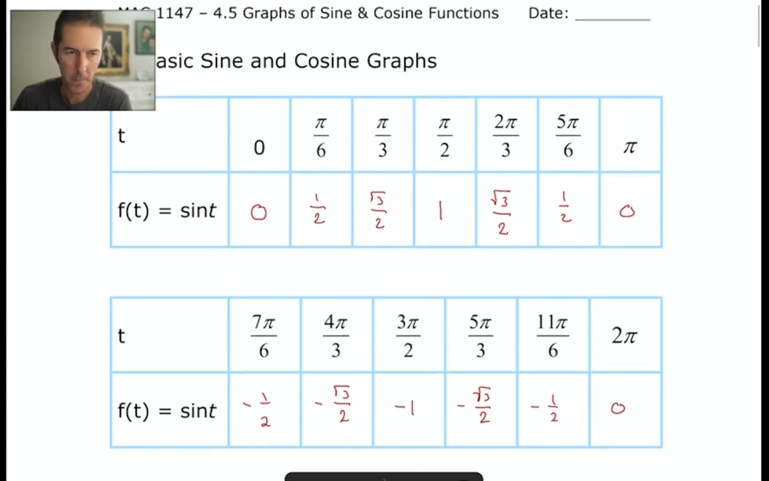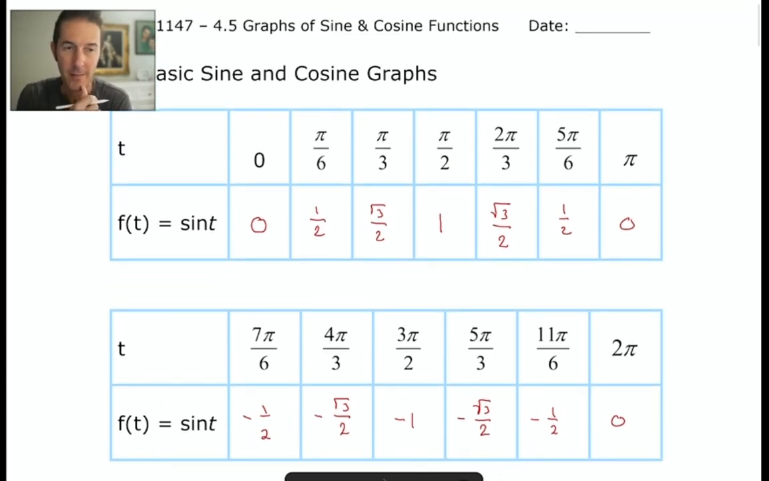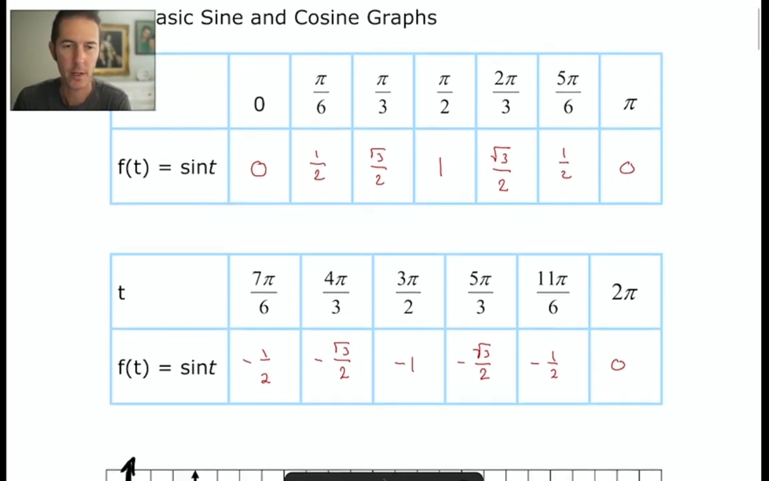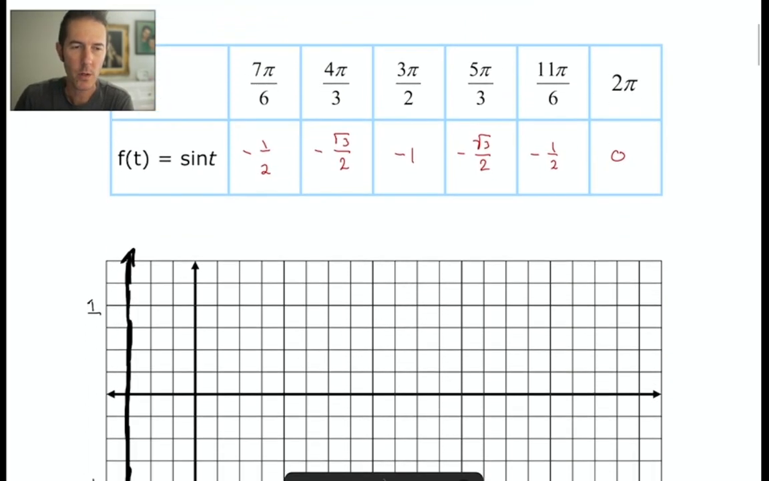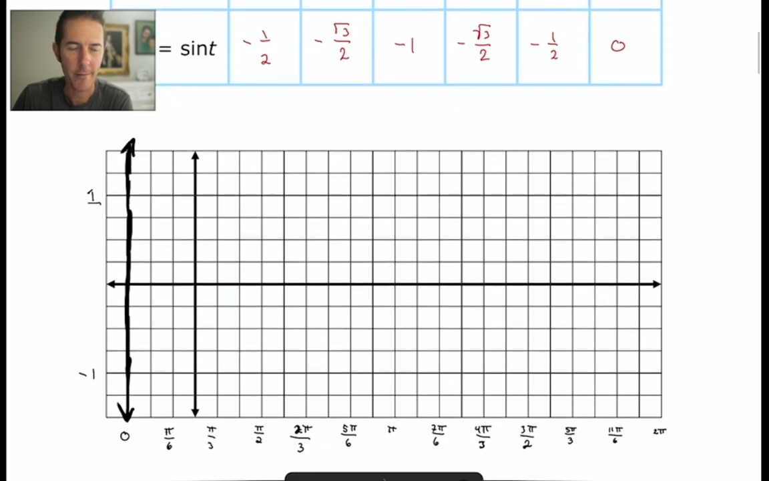I took the t values of 0, pi over 6, pi over 3, and so on, and I plugged them into the sine function and wrote down the corresponding y values in red. So if you need to pause, go ahead and do that now and write all of those in, please. And then I want to go down here and do some graphing.